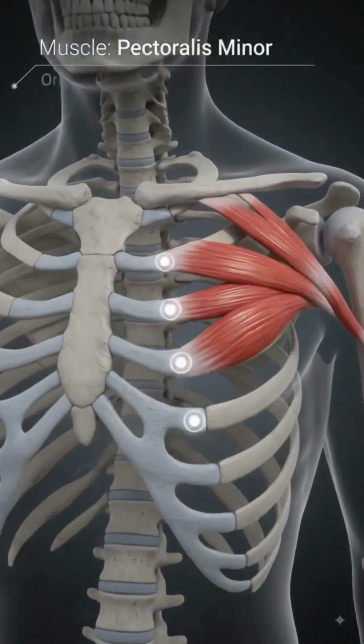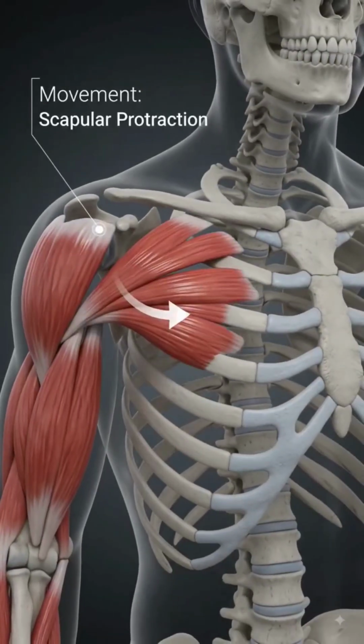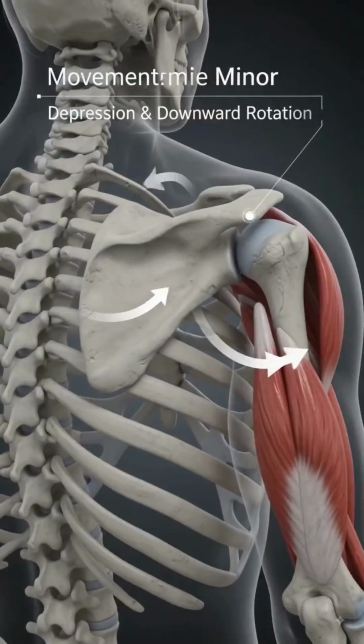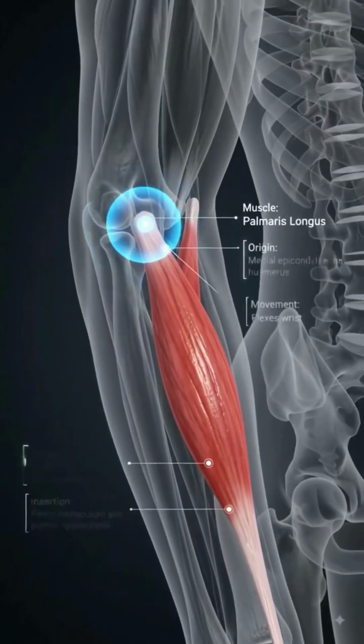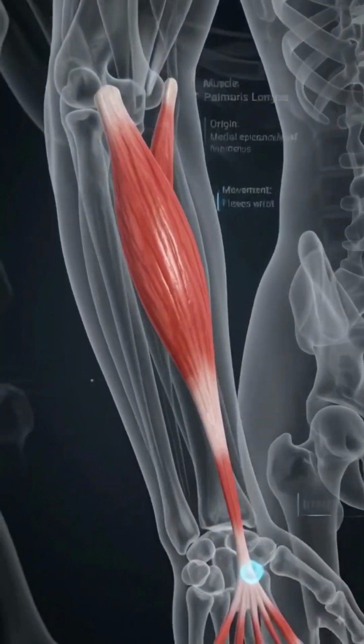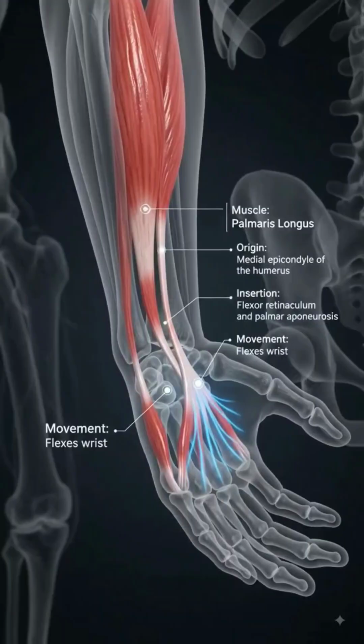Pectoralis minor. Origin, ribs 3 to 5. Insertion, coracoid process. Movement, protracts, depresses, and downwardly rotates the scapula. Palmaris longus. Origin, medial epicondyle of the humerus. Insertion, flexor retinaculum and palmar aponeurosis. Movement, flexes the wrist and tenses the palmar fascia.